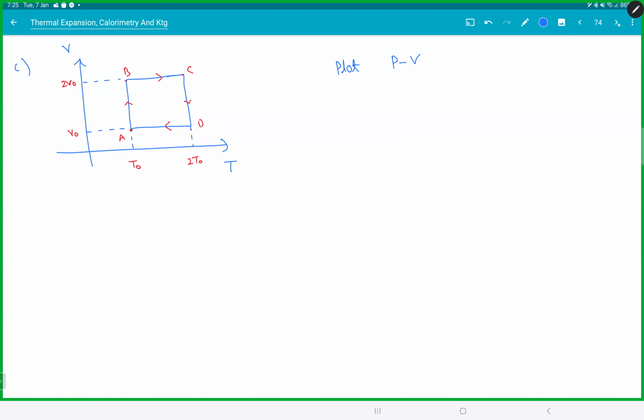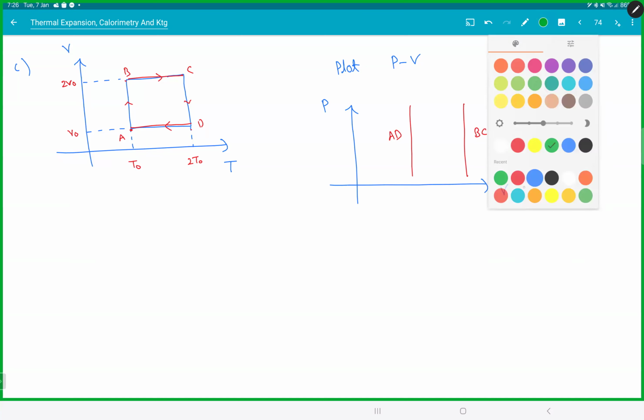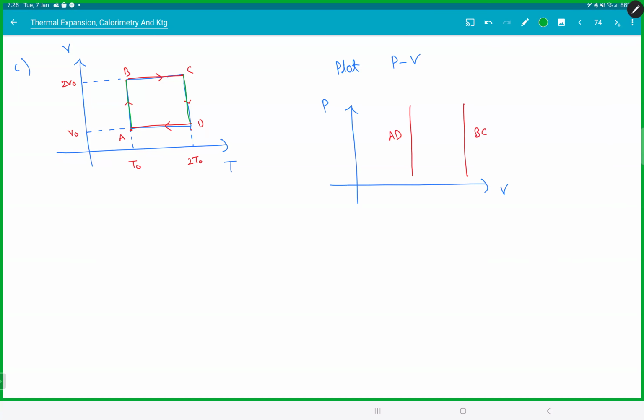Show you. So the PV graph. Now look at here. I'll just mark them with red. These are isochoric, so they will just look like two lines. Whoever has more volume, BC will be here and AD will be here. These are isothermal, so they'll be hyperbolas, no? They look like this. Whoever has more temperature will be the farthest. So this one is CD and this one is AB.